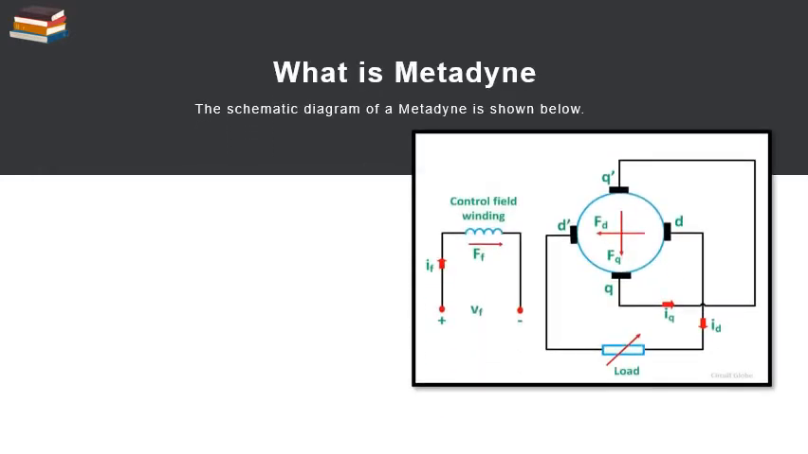So the schematic diagram of metadyne is shown in a figure. In this diagram, there are two windings, one is called the armature and another is called the field winding. FF is called the field flux of the field winding. VF is called the voltage applied to the field winding. IF is called the current to the field winding. You can see the diagram. There is an extra pair of brushes connected to the Q axis.